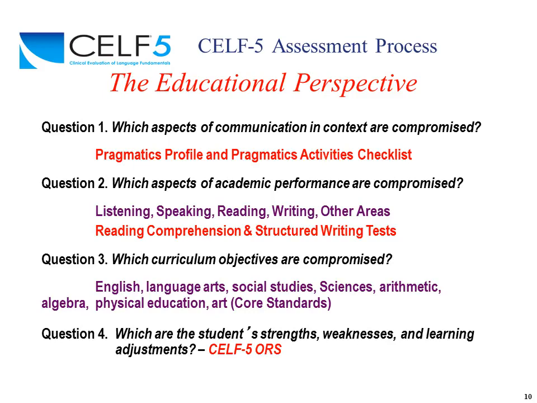Thirdly comes which curriculum objectives are compromised. And basically, those can be compared to the core standards if your system uses the core standards. But there are always objectives for English, language arts, social studies, sciences, arithmetic, algebra, physical education, art, and so on. And we are very much concerned with all the curriculum areas where performance depends on interpretation and processing and also expressing oneself orally or in writing. And what are the students' strengths, weaknesses, and what learning adjustments are in place? For that, we turn to the observational rating scale.